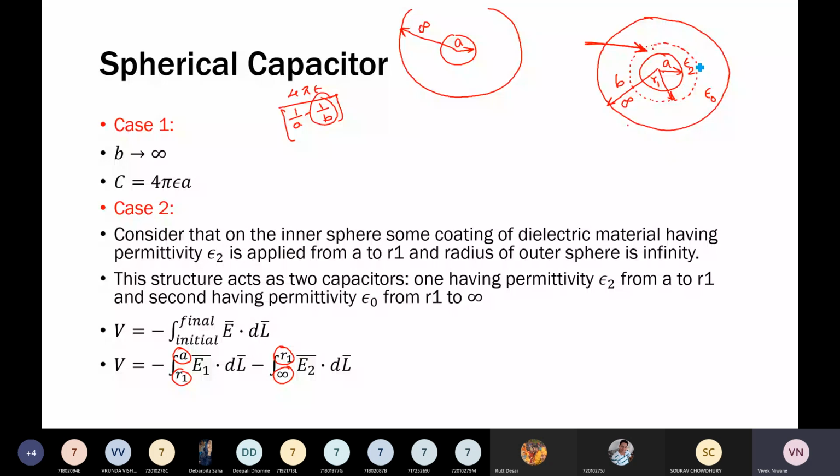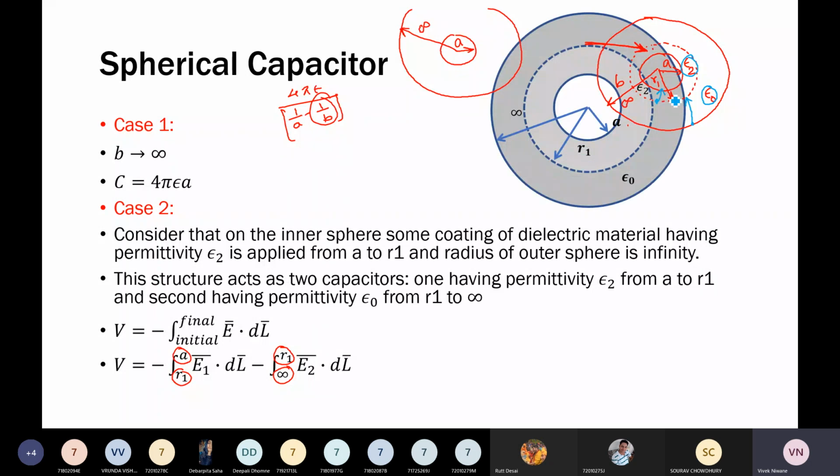So first capacitor with permittivity epsilon 2 has integral limits from R1 to A. And for second capacitor with permittivity epsilon 0 has integral limits infinity to R1. Okay, तो ये ध्यान रखना है. Now we will have E1, E2 and dl bar and we will put those values into the expression of V. Okay, this is what we discussed about.